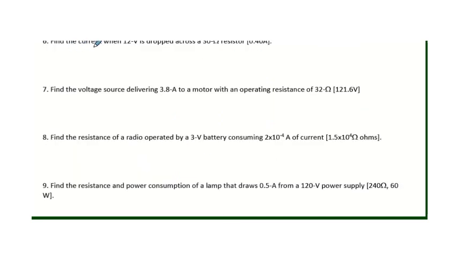So we need to find the current when 12 volts is dropped across a 30 ohm resistor. So we're looking for current. Our voltage is 12 and our resistance is 30. If you know how to do the problem, why don't you go ahead and pause the video and do it, and then check back that you did it correctly.